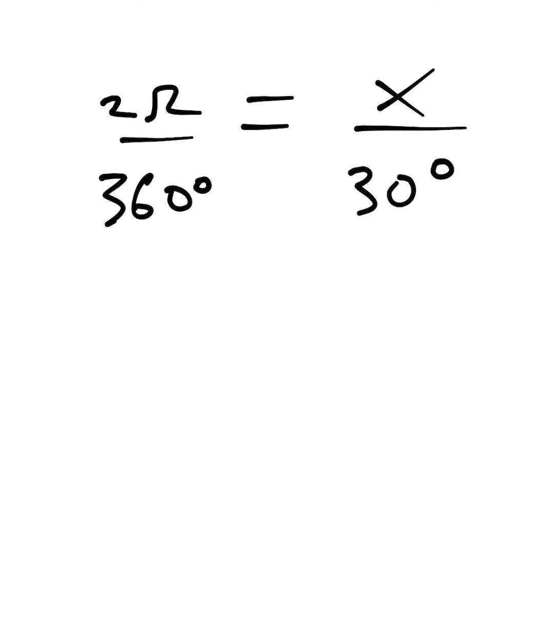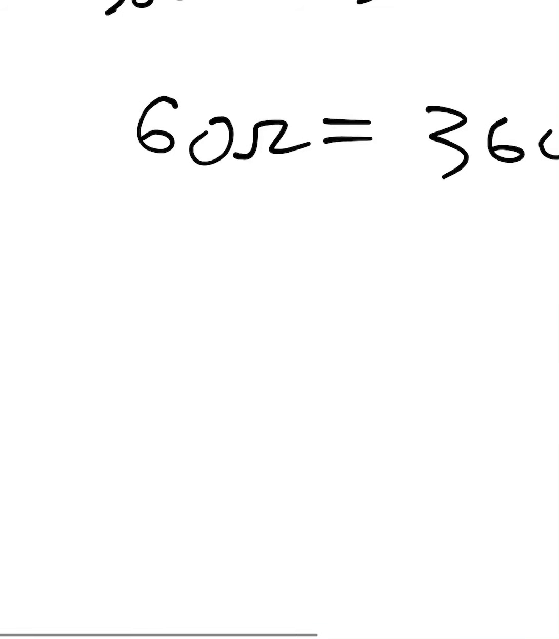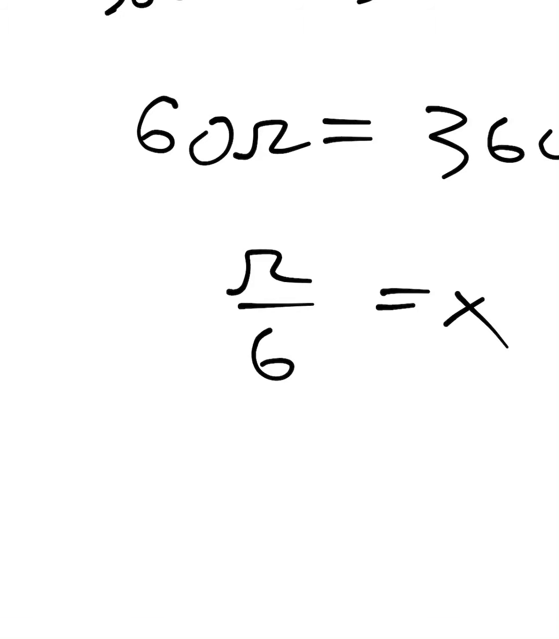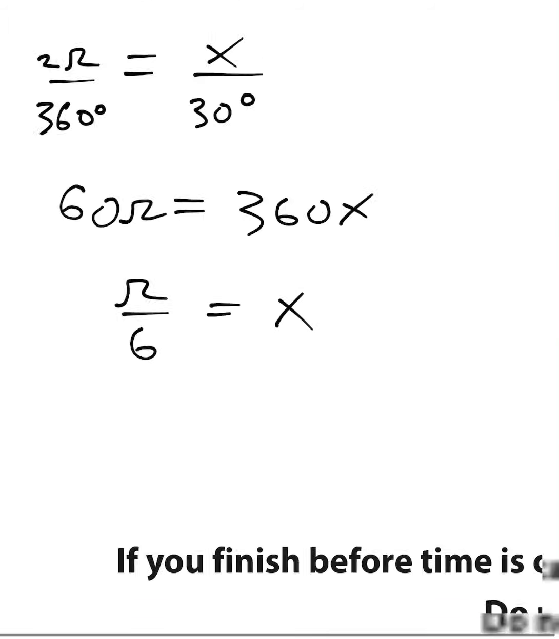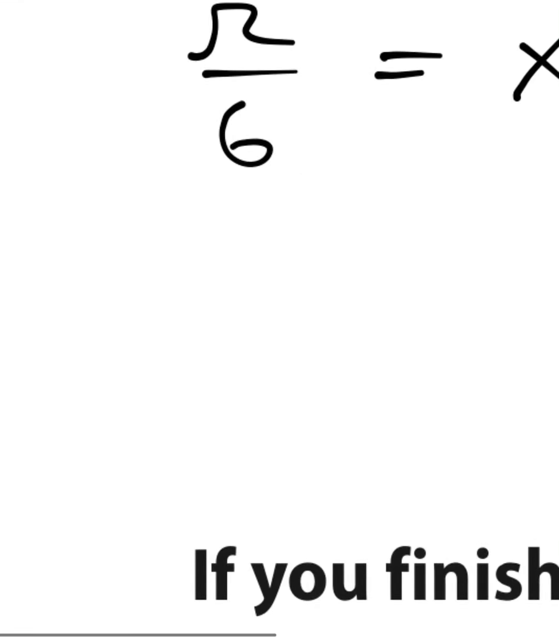So if I cross multiply everything, I get 60 pi is equal to 360 degrees times x. I'm going to take out the degrees for now, so everything is constant. And so now if I divide everything by 360, I get x is equal to pi over 6. And if we look at the form that they gave us, they said this angle is equal to pi over a radians. And so that means that in this case, a is equal to 6.